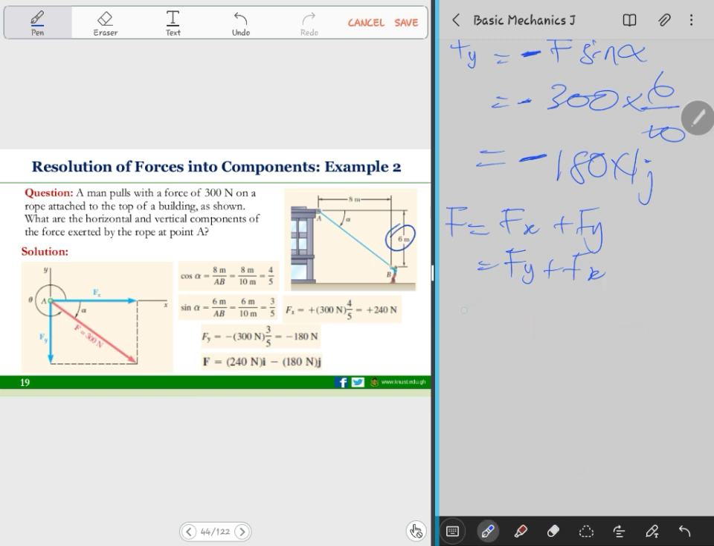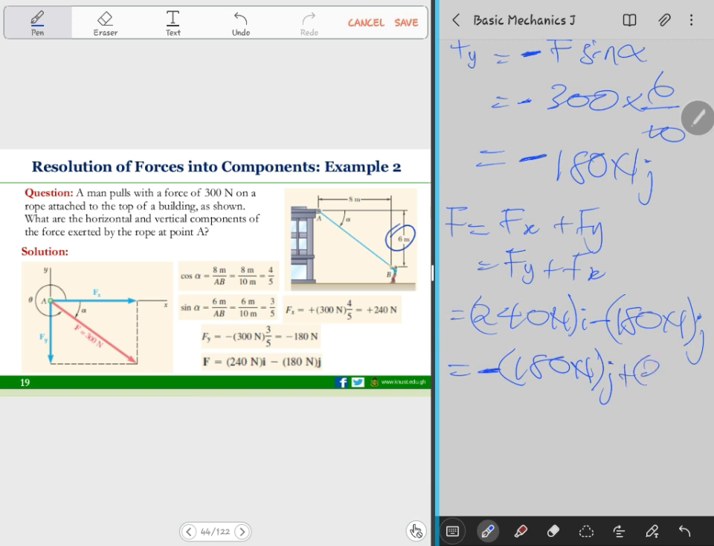So this ought to be 240 newtons, that's I, minus 180 newtons, that's J. Yeah, so this is what's happening. This is a full description of the force, giving us the direction and whether it's horizontal or vertical. So it could even be this way. It doesn't matter. Minus 180 here, so far as the J and the I are attached to them, it's still the same thing. 240 newtons, and then the I comes. Just the same thing.